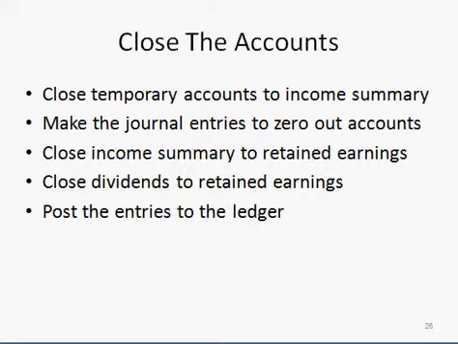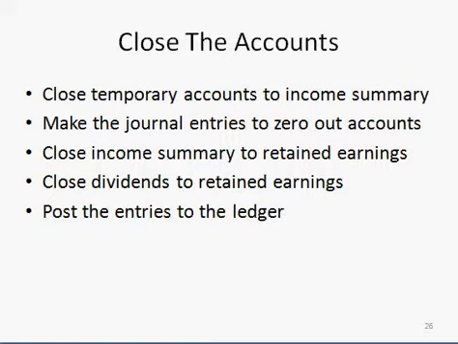And then the next thing is you close dividends to retained earnings, and then you post all of these entries to the ledger, and when you get done posting, all of your revenue and all of your expense accounts should have zero balances. So, for example, if you were closing revenue, revenue has a normal credit balance, so you would debit revenue and credit income summary. Expenses have a normal debit balance, so you're going to credit your expenses and debit income summary.